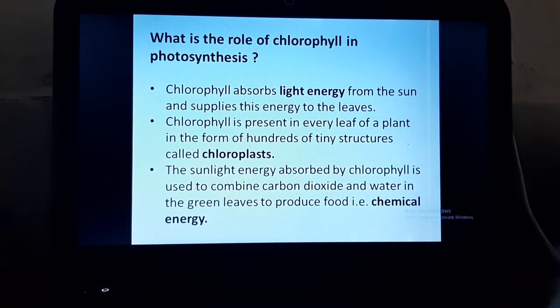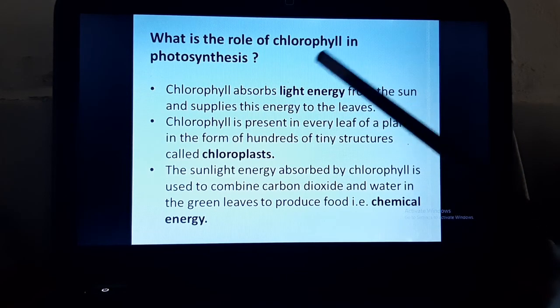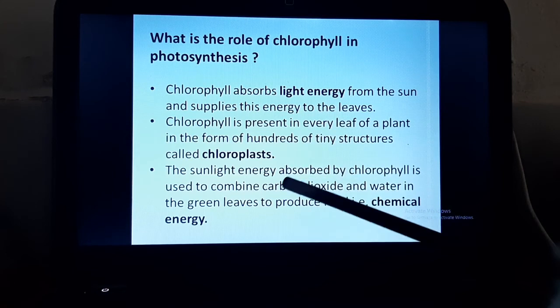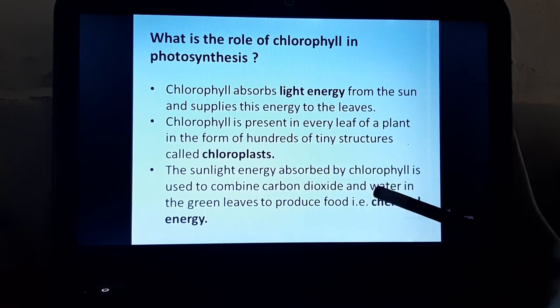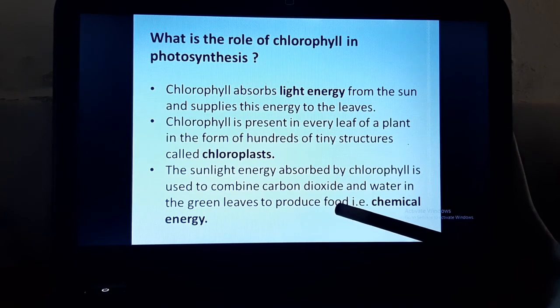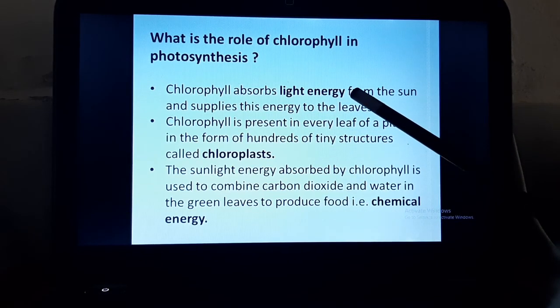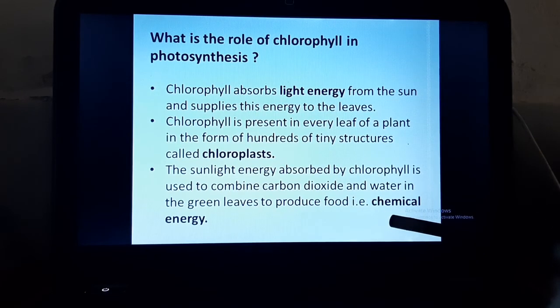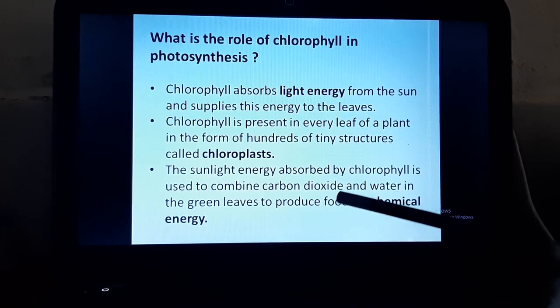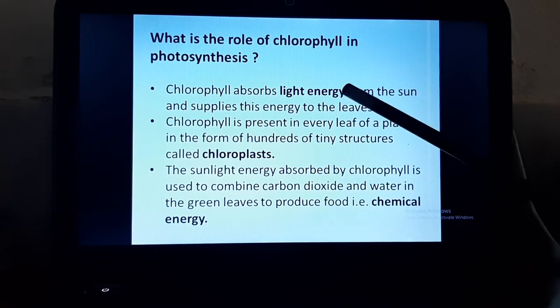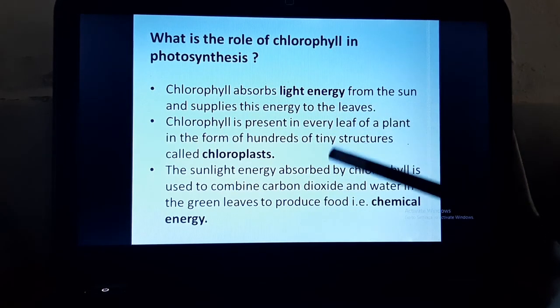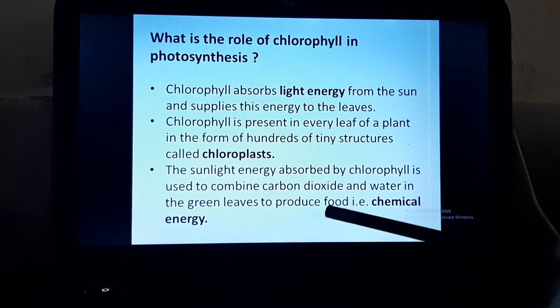This light energy is used to combine carbon dioxide and water to produce food. This way you can see that the light energy which is coming from the sun is utilized by the chlorophyll to combine carbon dioxide and water to produce food. So in food, this light energy is converted into chemical energy. So what is chlorophyll doing? Chlorophyll is converting the light energy from the sun to the chemical energy of food.